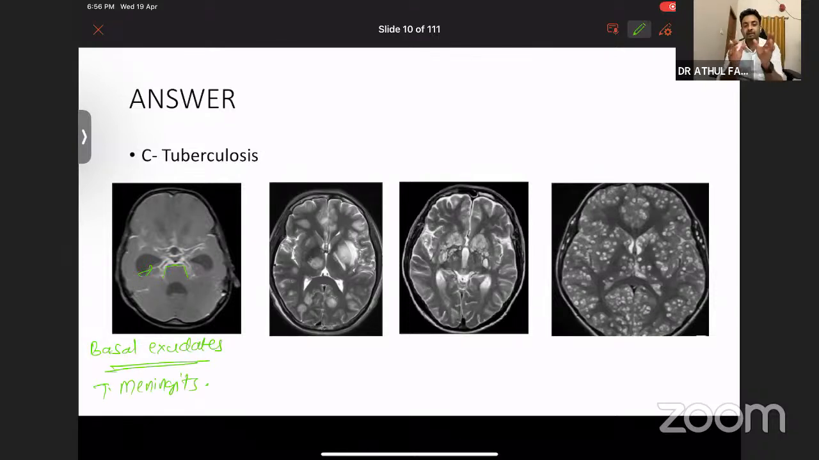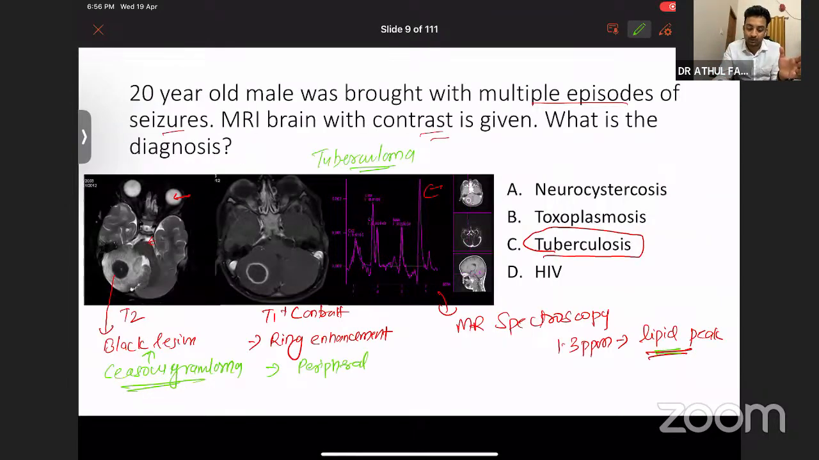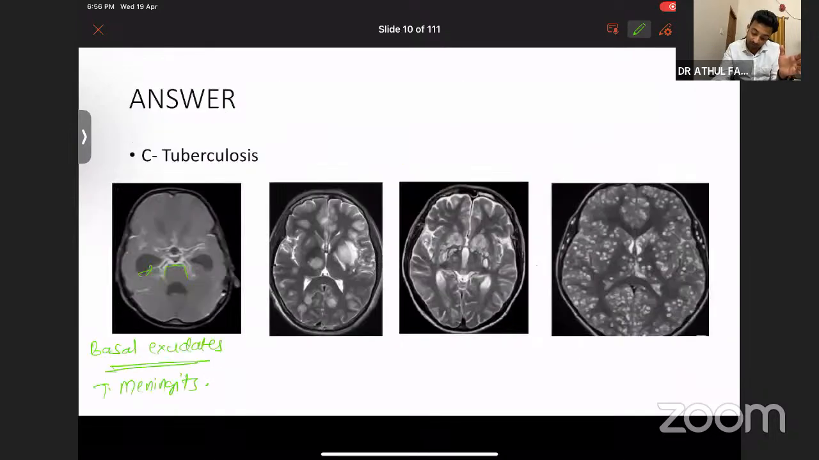Either tuberculosis can be seen as a tuberculoma, or as tuberculous meningitis, depending upon the condition of the patient. Tuberculoma will be black like this and show rim enhancement, whereas TB meningitis will have basal exudates around the brainstem. It will be seen in the cisterns around the brainstem, like the prepontine cistern, ambient cistern, quadrigeminal cistern. I'm not going into the anatomy, but you should know. There will be tuberculous exudates showing enhancement like this. That is the characteristic feature of TB meningitis.